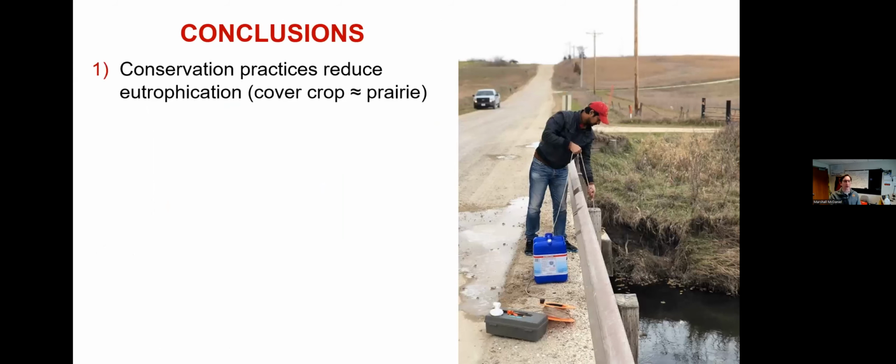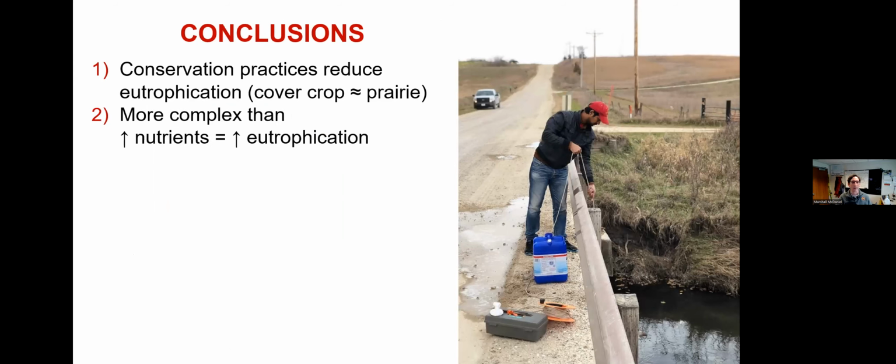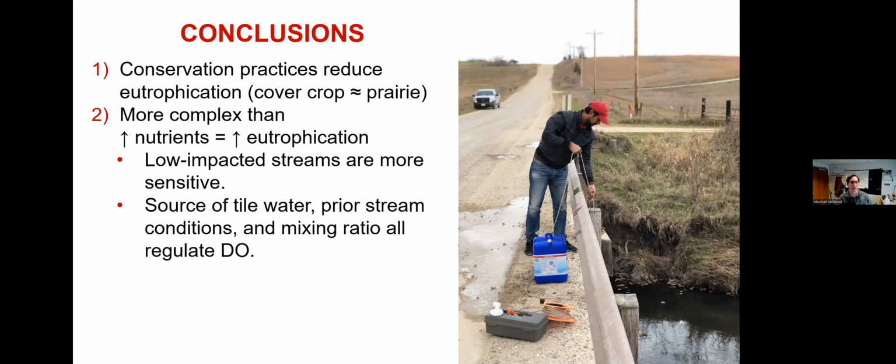Okay, so in conclusion, conservation practices reduce eutrophication, and cover crops are almost equivalent, at least when you look at chlorophyll A, as a prairie. It's a little more complex than just more nutrients equals more eutrophication, as especially the drop in dissolved oxygen showed. Mixing ratio is important, and we showed that even the history of the stream really dictates the eutrophication potential as well.